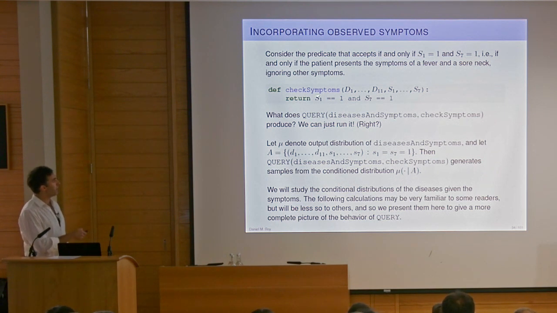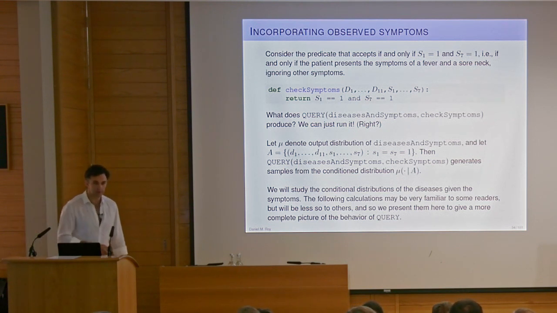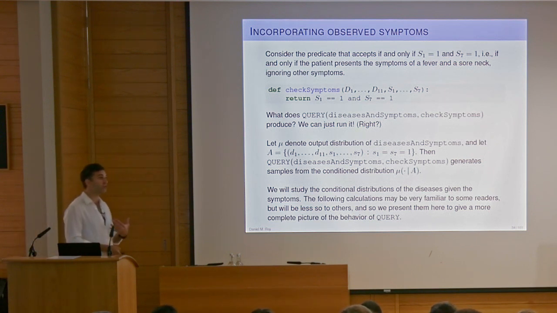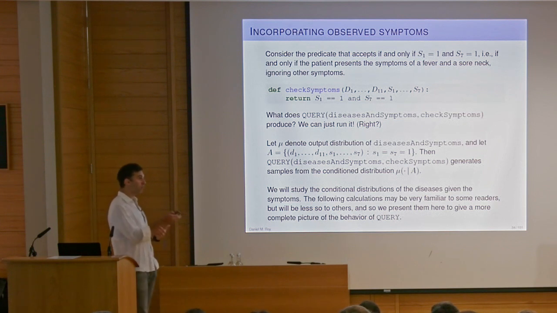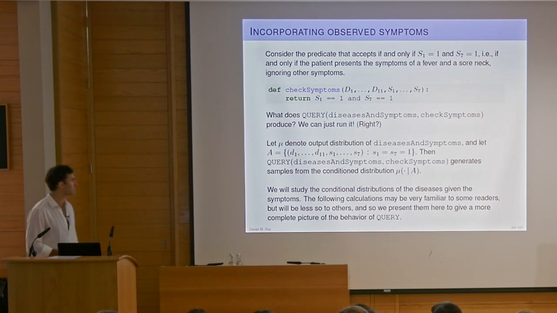But anyways, just to remind you, what is this guess and check doing? Well, if I let mu denote the output distribution of diseases and symptoms, and I write A for the set of tuples of diseases and symptoms where I am observing sore neck and fever, then query had better be generating samples from this conditional distribution. So in particular, S1 and S7 are B1. And then for all the other ones, the bets are off, but they're going to correspond to likely ways the program ran, given that it generated a sore neck and a fever.